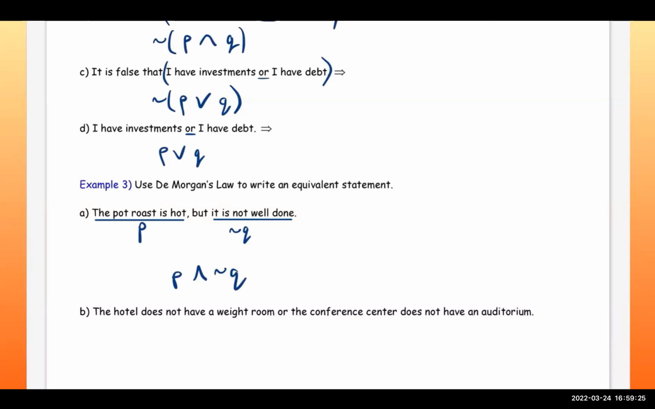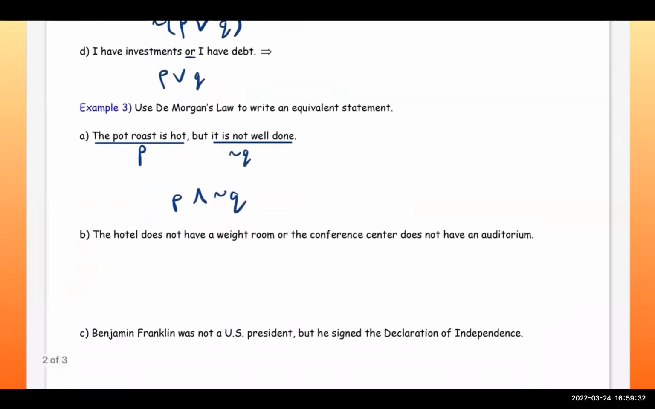So what we can do is, since we want to write an equivalent statement, let's do our double-sided arrow. And then we will do the negation on the outside. And then so we want the opposite of P. That's going to be not P. We want the negation of and, which is an or. And then we want the negation of not Q, which is Q. So that would be our equivalent statement using De Morgan's law.